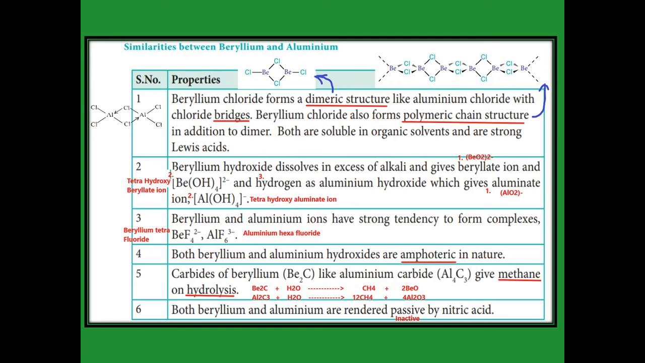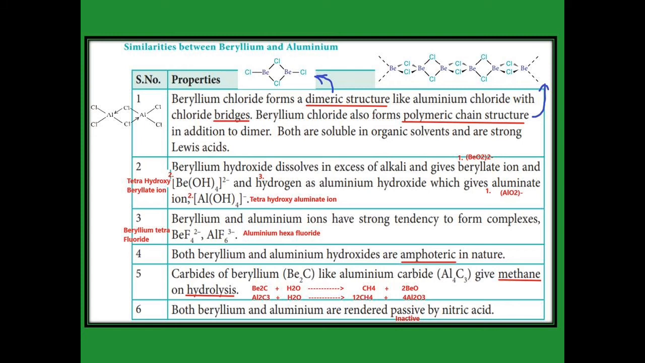And the third one: beryllium and aluminum have a strong tendency to form complexes. Beryllium with fluorine forms the beryllium tetrafluoride ion, and aluminum forms the hexafluoride ion. And beryllium and aluminum hydroxides are both amphoteric in nature. What does amphoteric mean? It has both acid and base character.